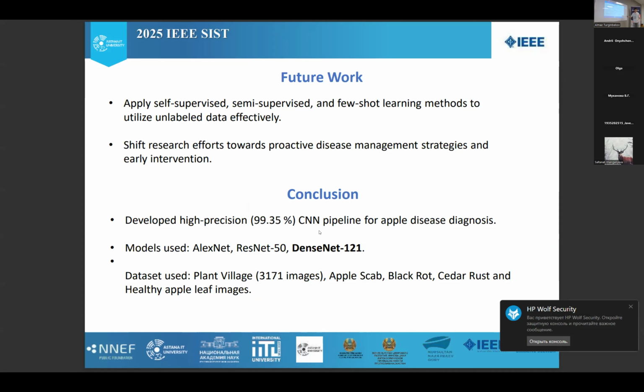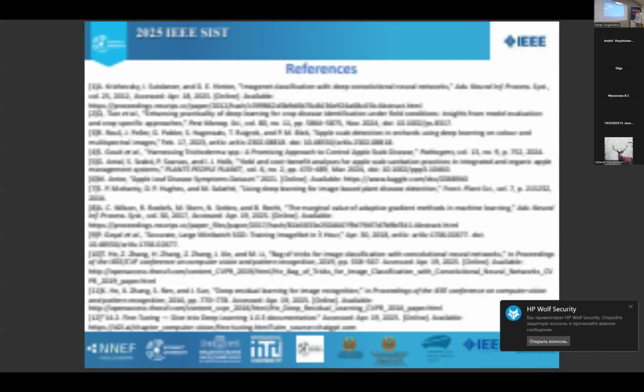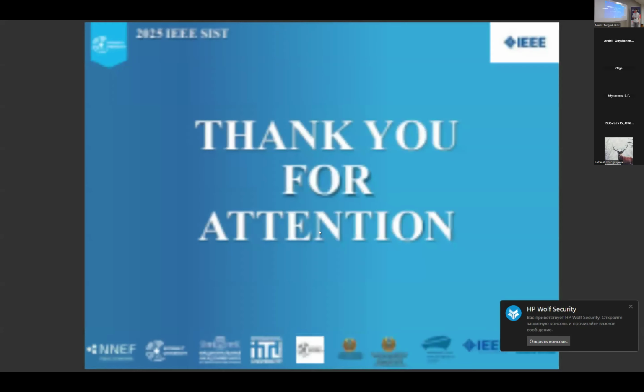And overall, we built an algorithm that achieved 99.35% accuracy using the DenseNet model. Also, it was compared with AlexNet and ResNet, and this is the dataset that we used. These are the references, and thank you for your attention.